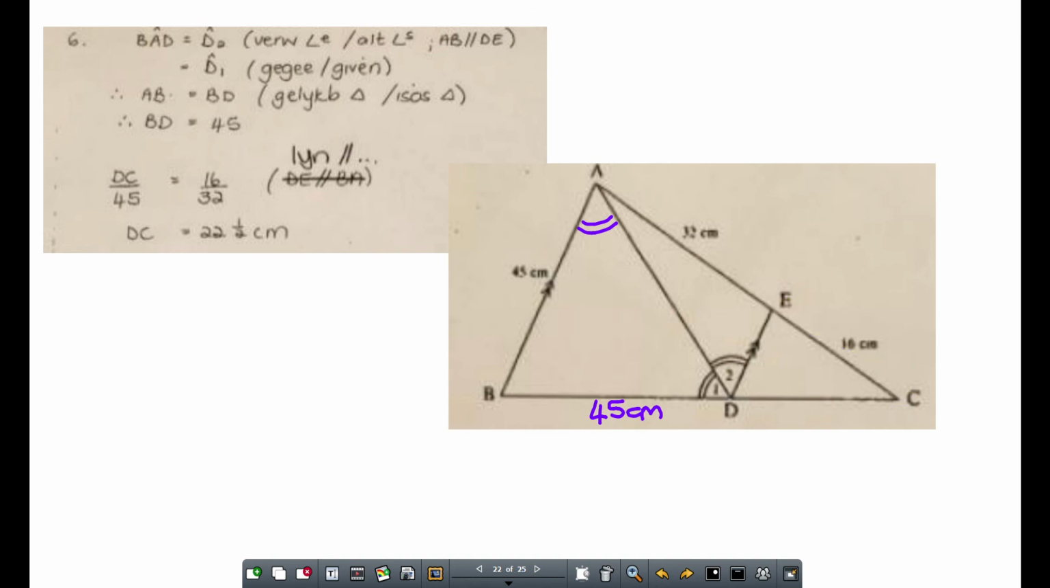En dit is dan nou hoe ek hier kom. Daar. DC over 45 is equal to 16 over 32. Reason being line parallel to one side of the triangle. En dan gaan maal ek net. So DC will be 22.5.